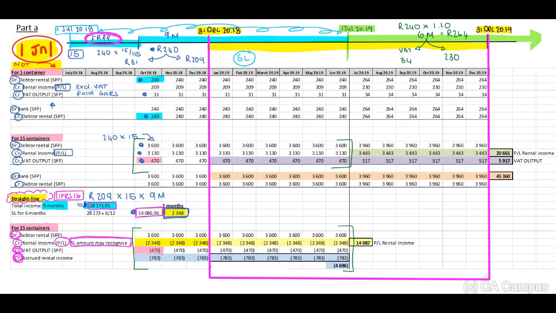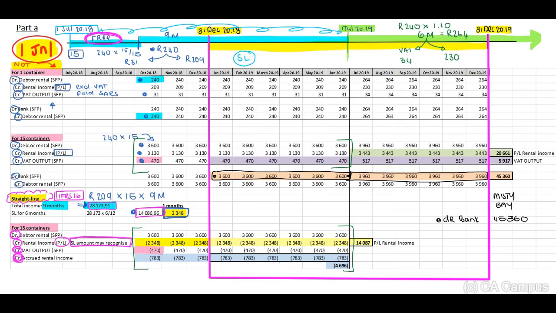Now, when you focus purely on 2019, remember, focus on Misty Bay. In the records of Misty Bay, Misty Bay will receive in the bank account. Therefore, we will have to debit bank. Misty Bay will receive in the bank account the 3,600 for the first 6 months of the year, when you look at the light orange, plus the 3,960 for the last 6 months of the year. And this will be an amount of 45360. Remember, this is the bank account.